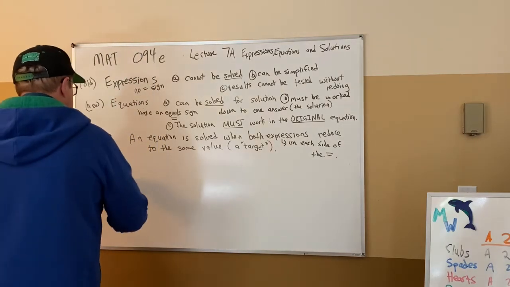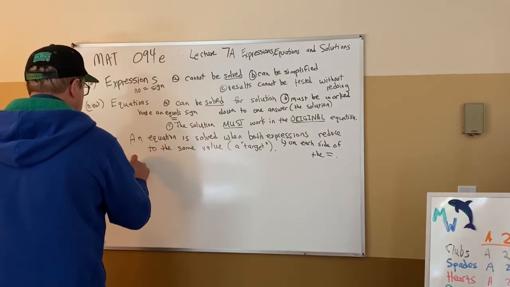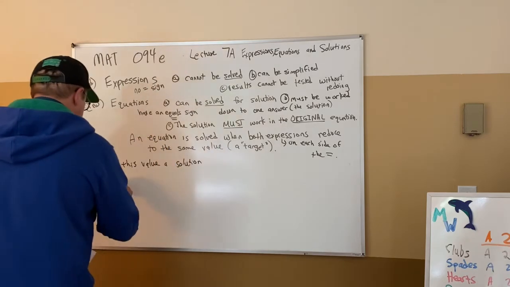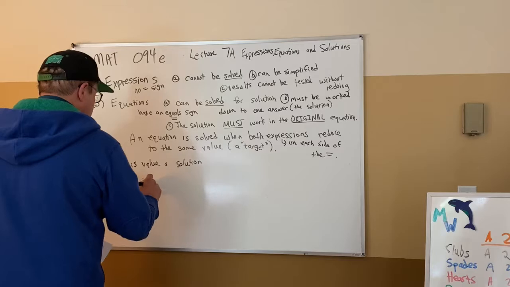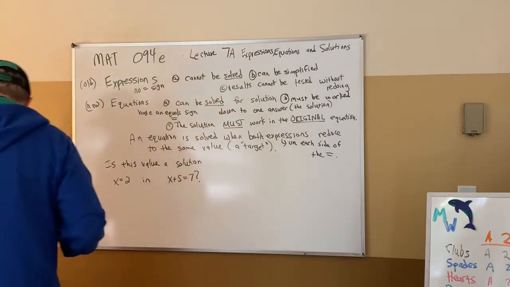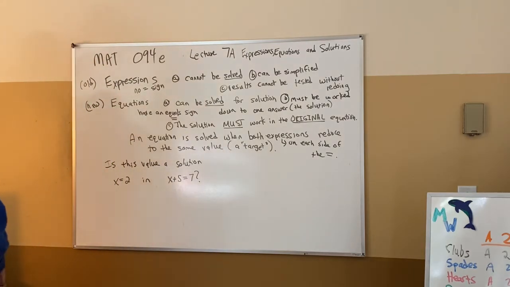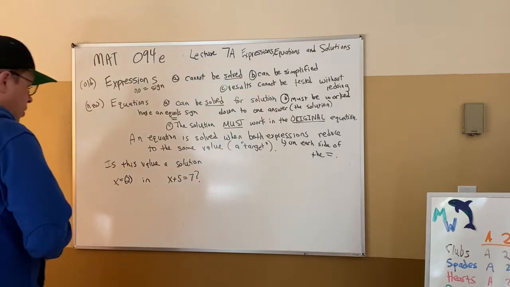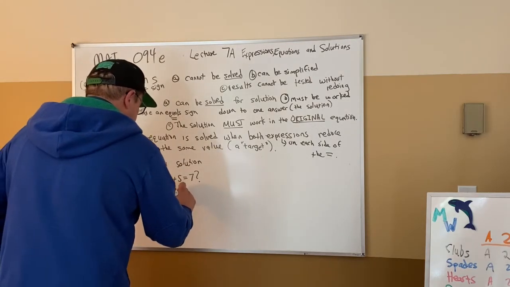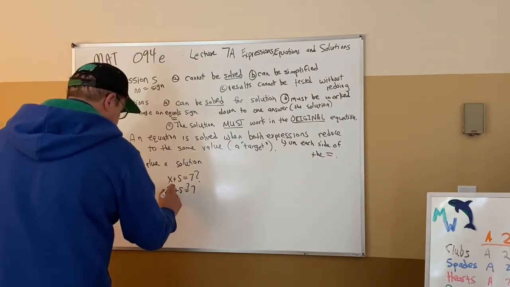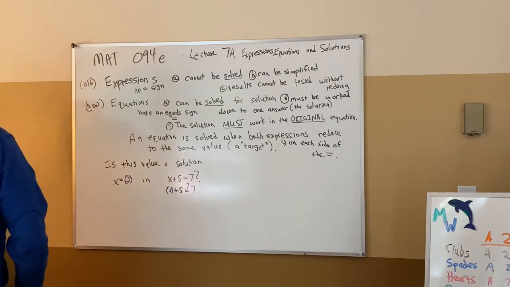I want to see, is this value a solution? Let's try x equals 2 in x plus 5 equals 7. Now this comes down to completing the arithmetic with or without a calculator, but the idea is the number you have is x equals 2. So once you know that 2 is what we're trying to work with, everything else wants to stay the same, but x wants to go in as 2. All right, 2 is in there for x.